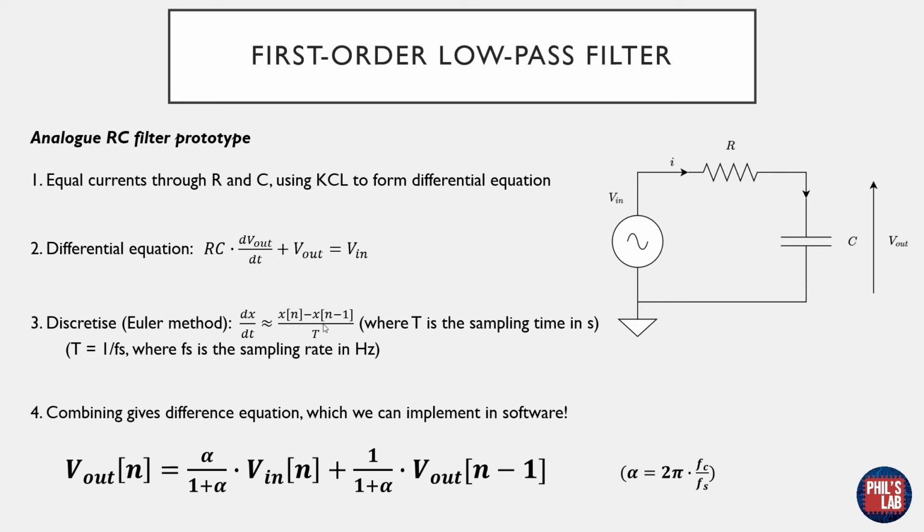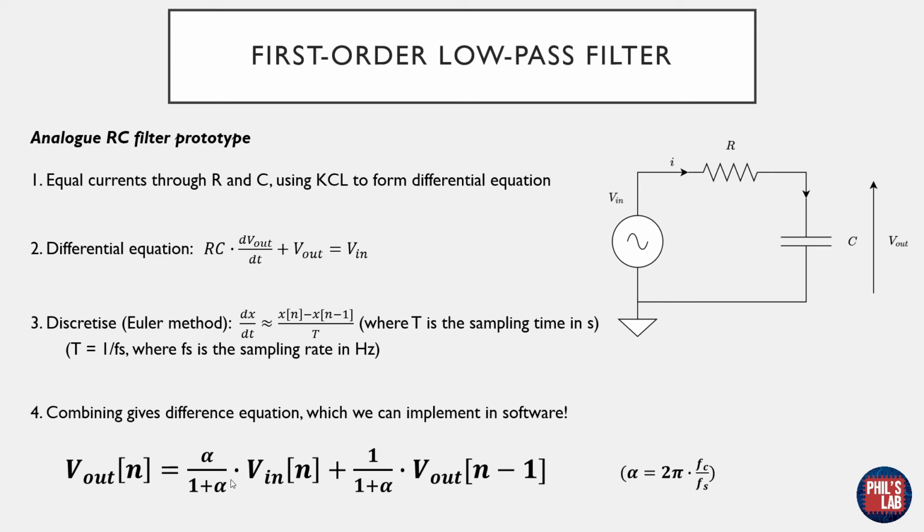So what we then need to do is use this expression for dVout by dt, plug that in, and also make sure that Vout is sampled and Vin is sampled. Combining all of that information gives the difference equation, which we can then straightforwardly implement in software. So we have Vout sample n, the latest sample, is this coefficient times the latest input sample, plus a different coefficient times the previous output sample.